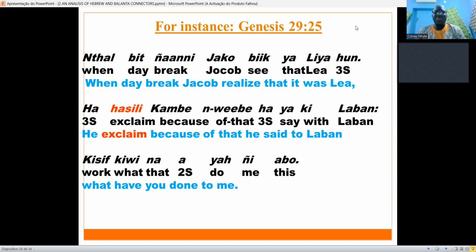Ntalvit nyani Jacob yiga yale yahon, hasele, kambungwebi ayagalabo. Kasif kuina haya tinyabo. When day broke, Jacob realized that it was Leah. He exclaimed. Because of that, he said to Laban, "What have you done to me?"